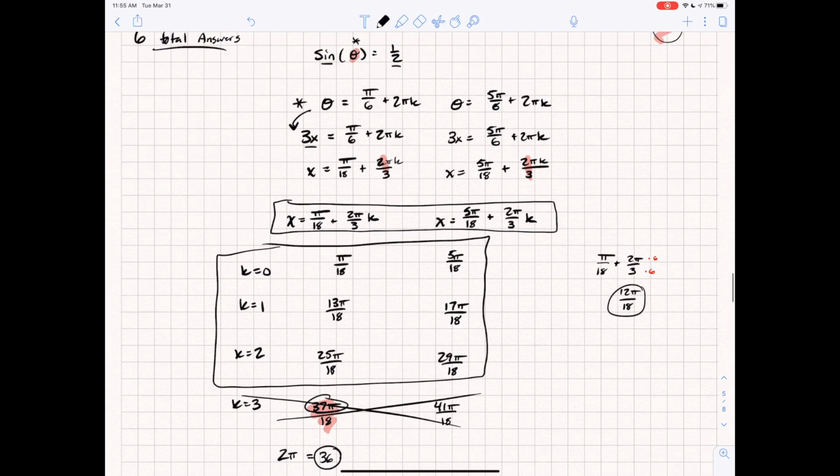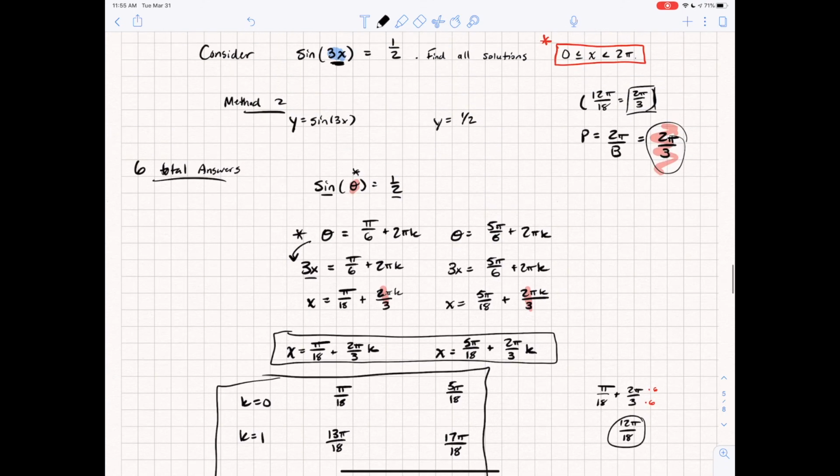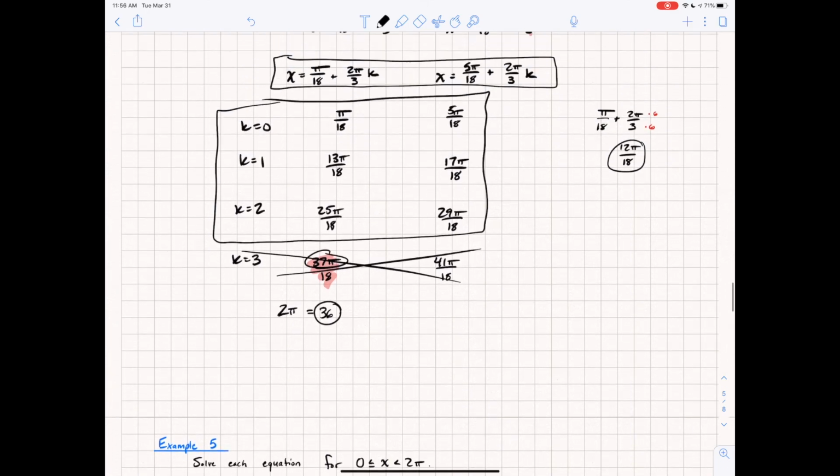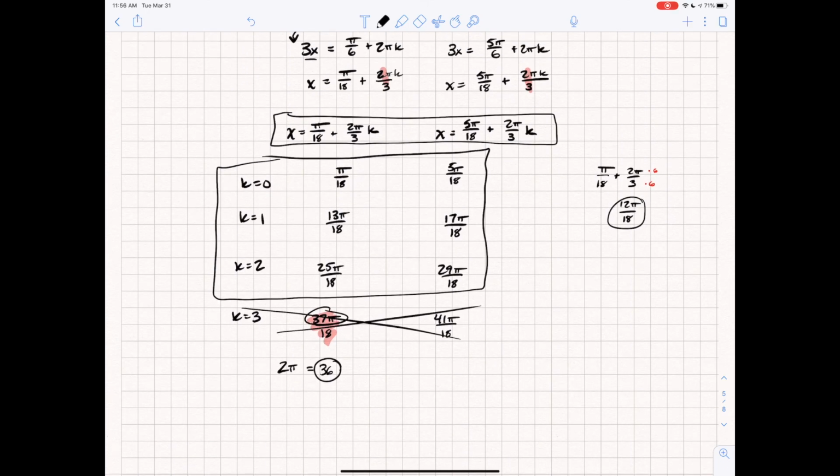Essentially, the idea stems from the frequency, right? If normally there are 2 answers to every basic unit circle problem, if I make the frequency 3, I am tripling the amount of solutions, thus 2 times 3 or 6. So if I was to rewrite the problem and say I had a frequency of, say, 5, that means there would now be 10 solutions from 0 to 2 pi.